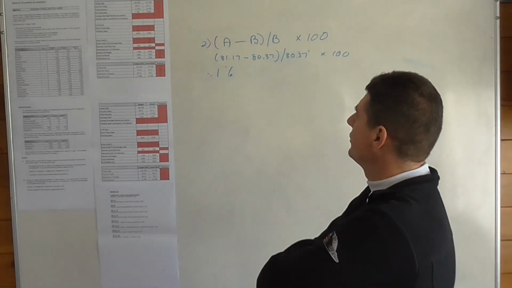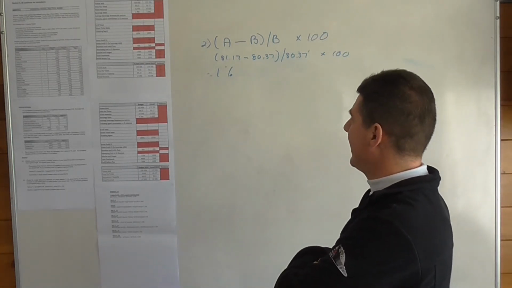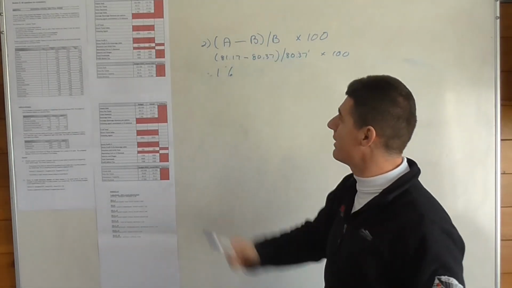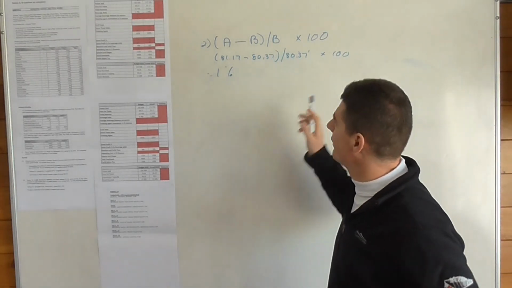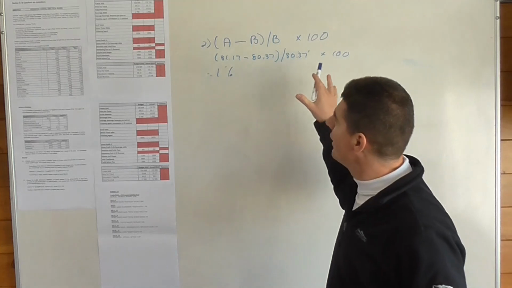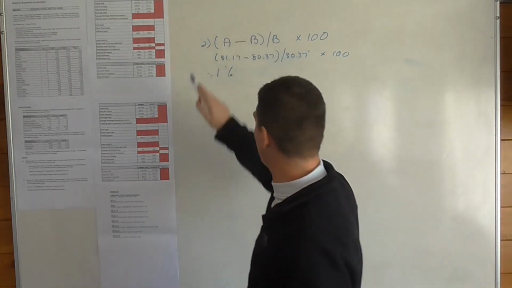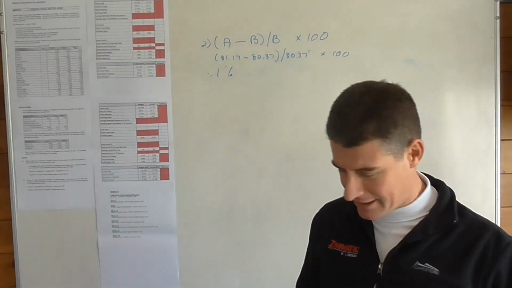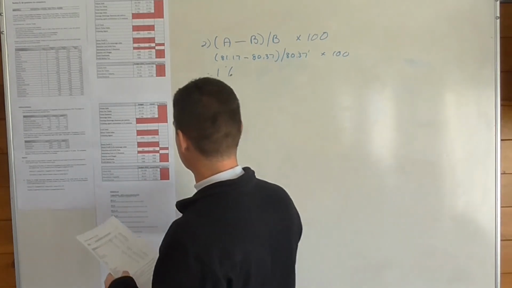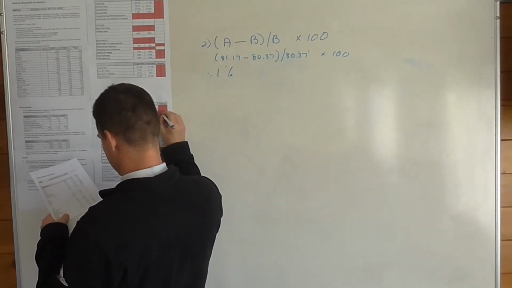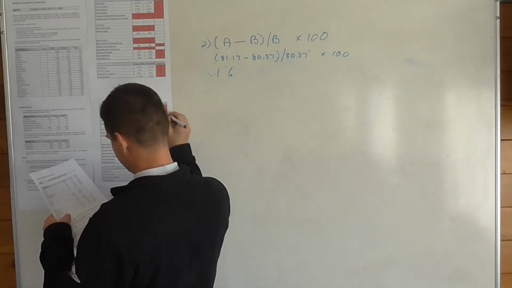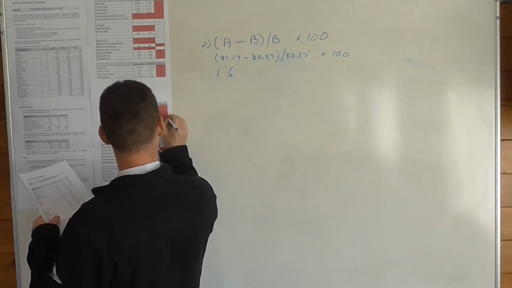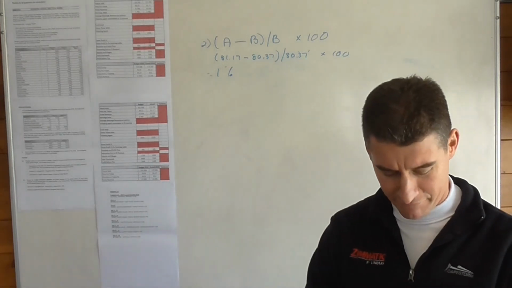Now, numbers 1, 2, 3, 4, 7, 10, 19, 22, 23, and 24 all use the same formula. Okay, so I don't see a need for me to go through everything. So the variances all use that formula. Just to quickly save some time, I'm just going to complete this. So that will be minus 4.08%, and this one will be 17.65%. See, all using the same formula.